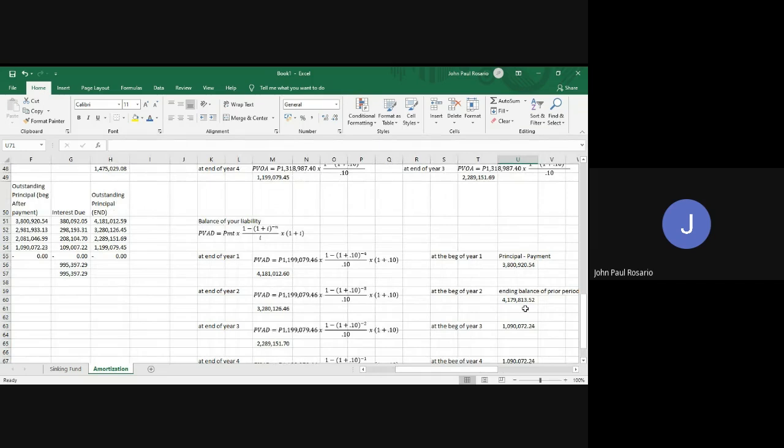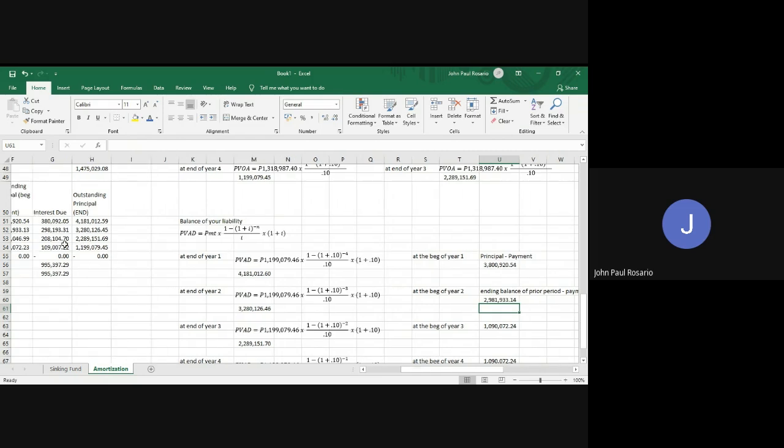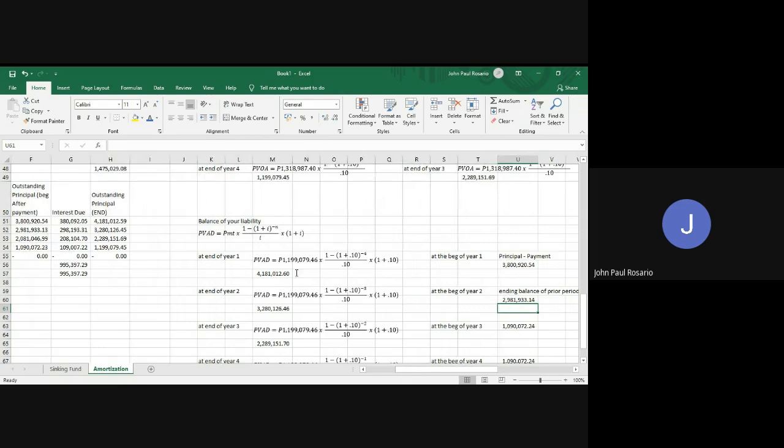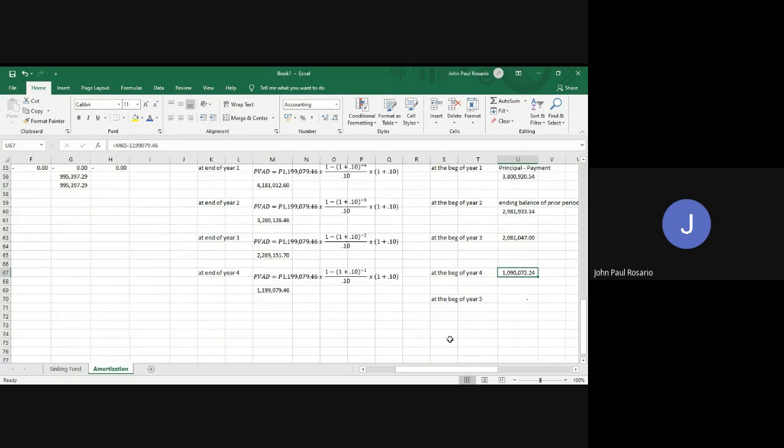38,920.54. Oh, what is this? What kind of sorcery is this? Okay, sorry. There, 298, 1 and 2.14, so there are discrepancies. At the beginning of year 3, it should be the balance at year 2. Okay, 2081. Again, at the beginning of year 4, and this one, beginning of year 5, 0.